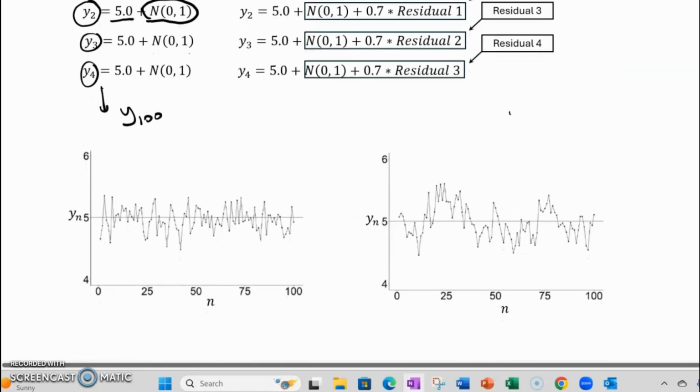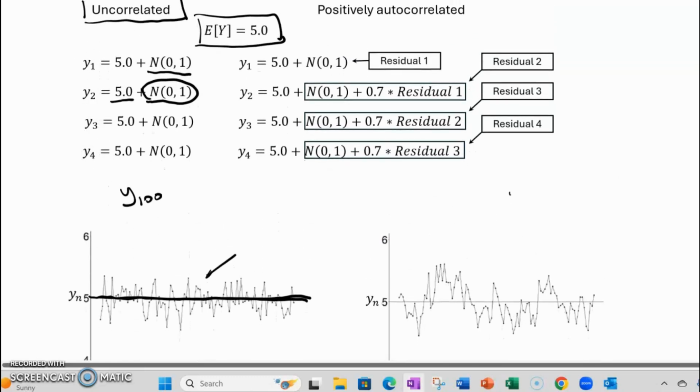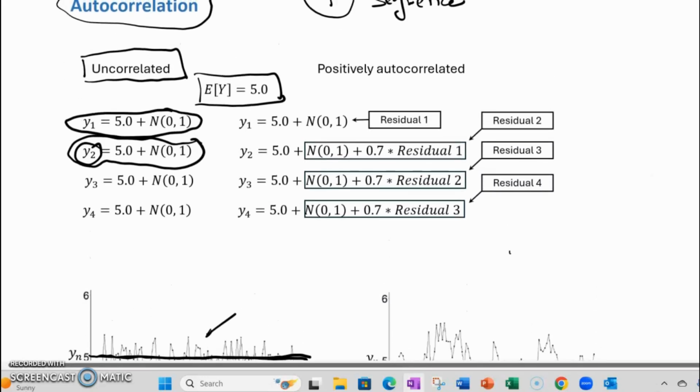And if I make a plot of those values, here's n, the location in the sequence, and there's our expected value of y, a horizontal line at 5.0, you can see that there's a random scatter around this expected value. That ought not to be too surprising, because each one of these y values is independent of every other y value. So if this value of y is greater than expectation, that should have no effect whatsoever on whether this value of y is greater than expectation.